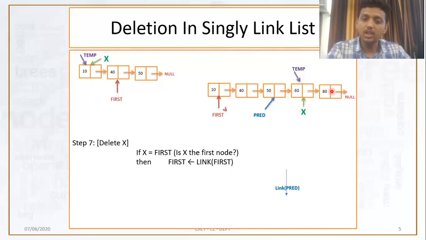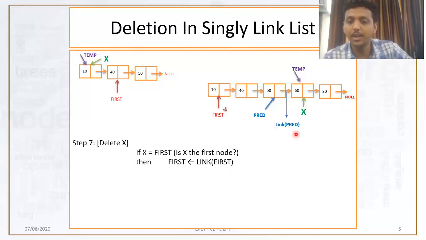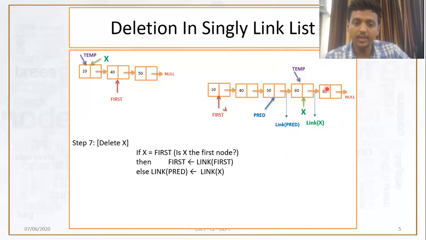So here we are going to assign. See, this is link of pred. This is link of x. So what we need to do, assign this link over here. So I'm just going to write link of pred to link of x. See the animation, link of pred to link of x. Okay, so it goes like this.